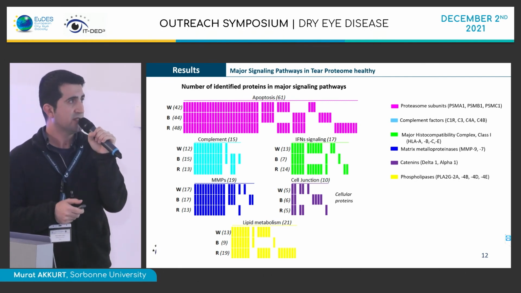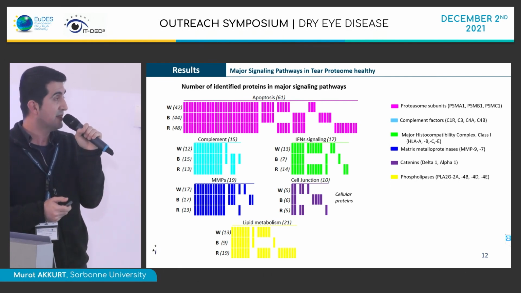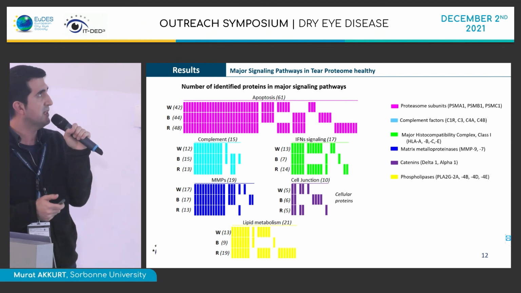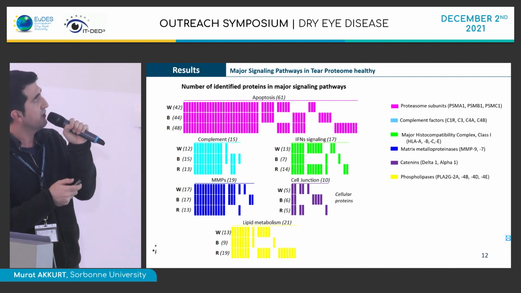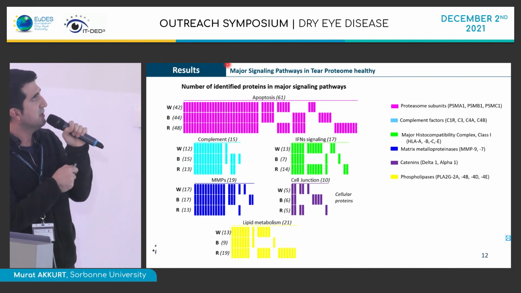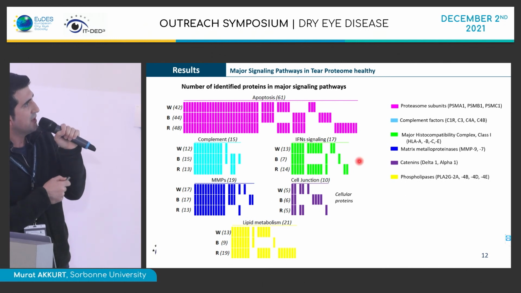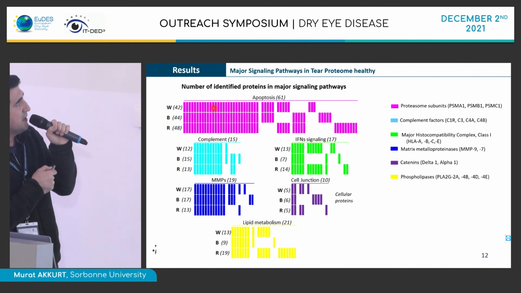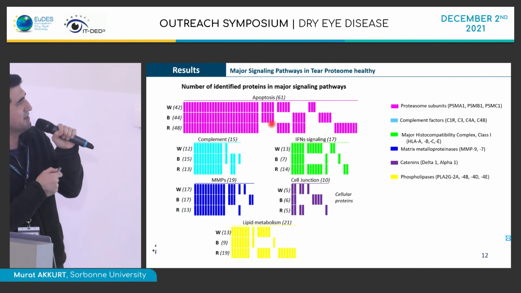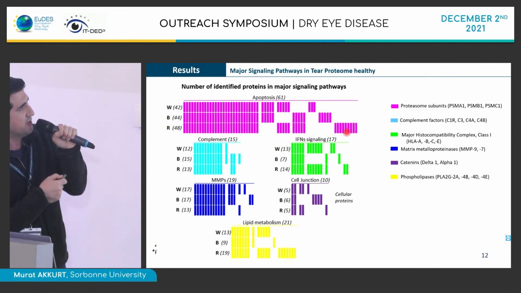And we were also interested in the major signaling pathways in homeostasis of the tear film, and therefore we prepared this barcode figure. Here we can see apoptosis, complement, interferon signaling, lipid metabolism, cell junction. Here each bar represents one protein, and when we have this protein in all 3 batches, these are the common proteins, while others were common in 2, and like this and this were unique proteins to the batches.